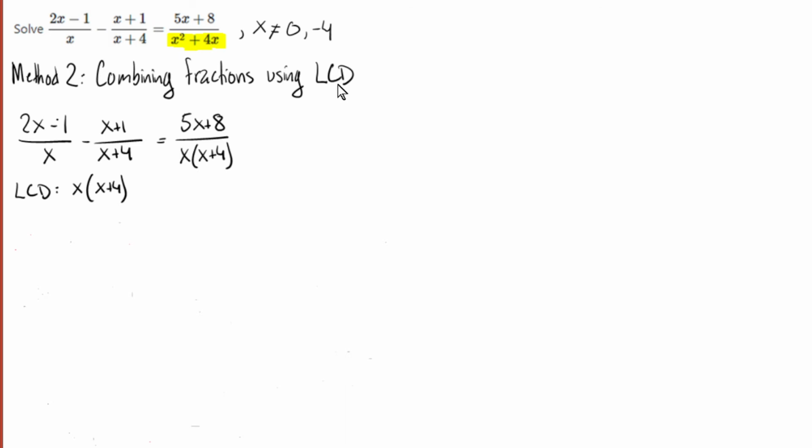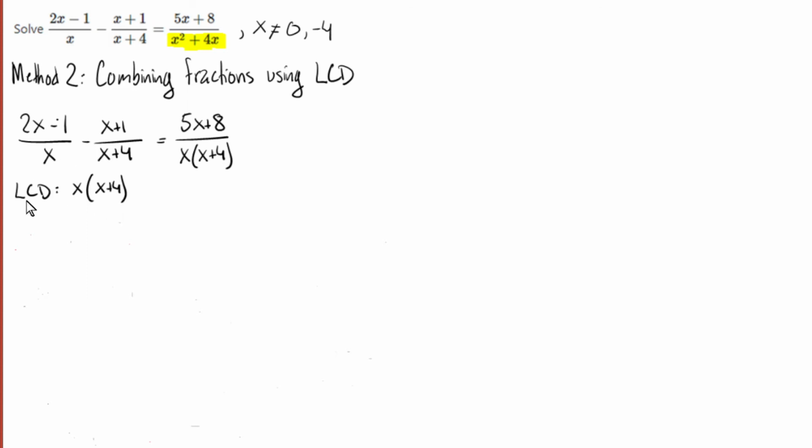Okay, so this is essentially exactly what we're doing when we're adding or subtracting fractions. We determine what the lowest common denominator is, then we multiply the denominators and the numerators by a factor that will give us that lowest common denominator.